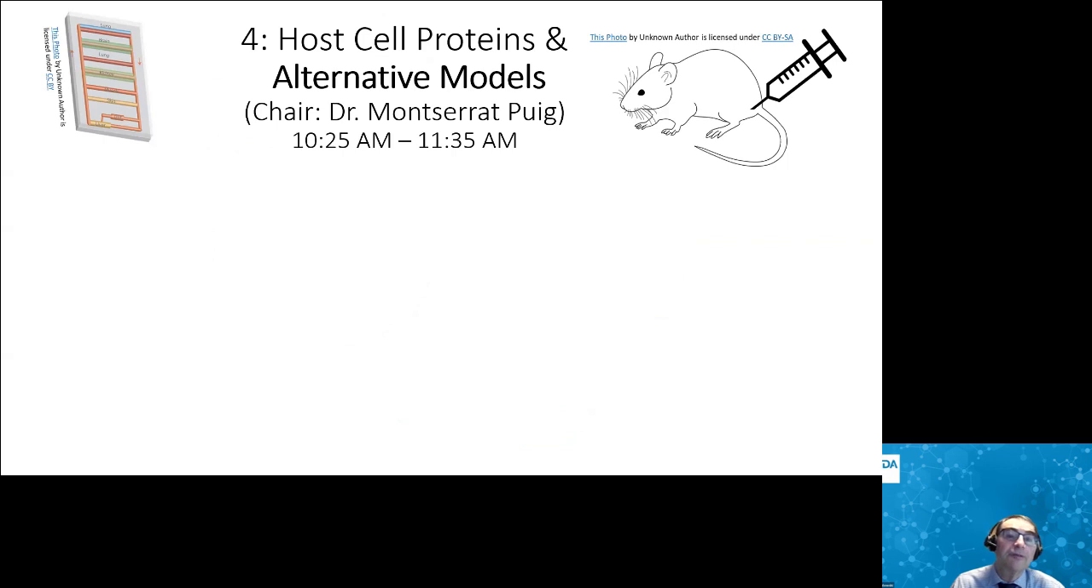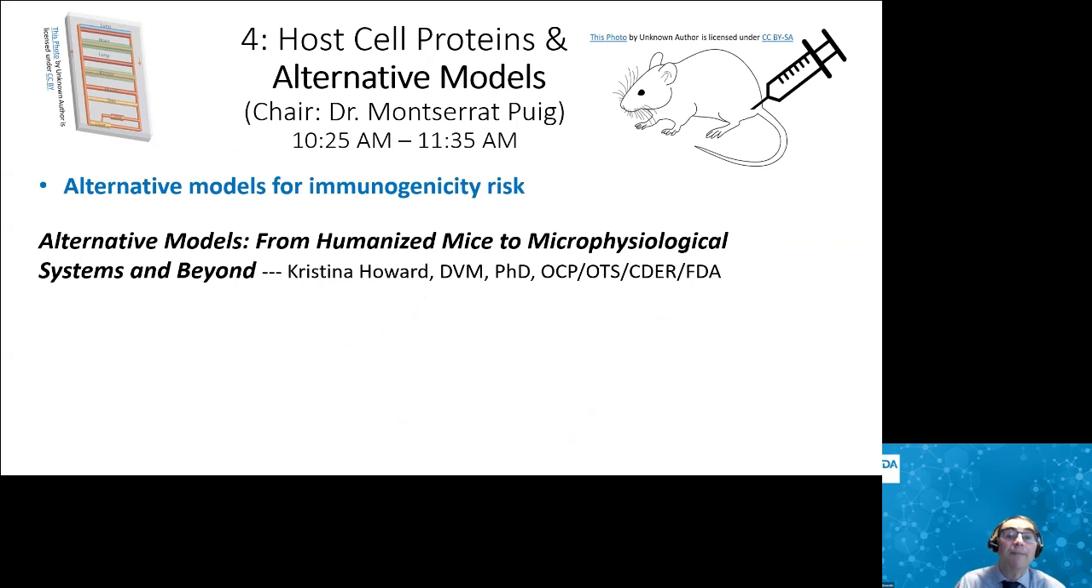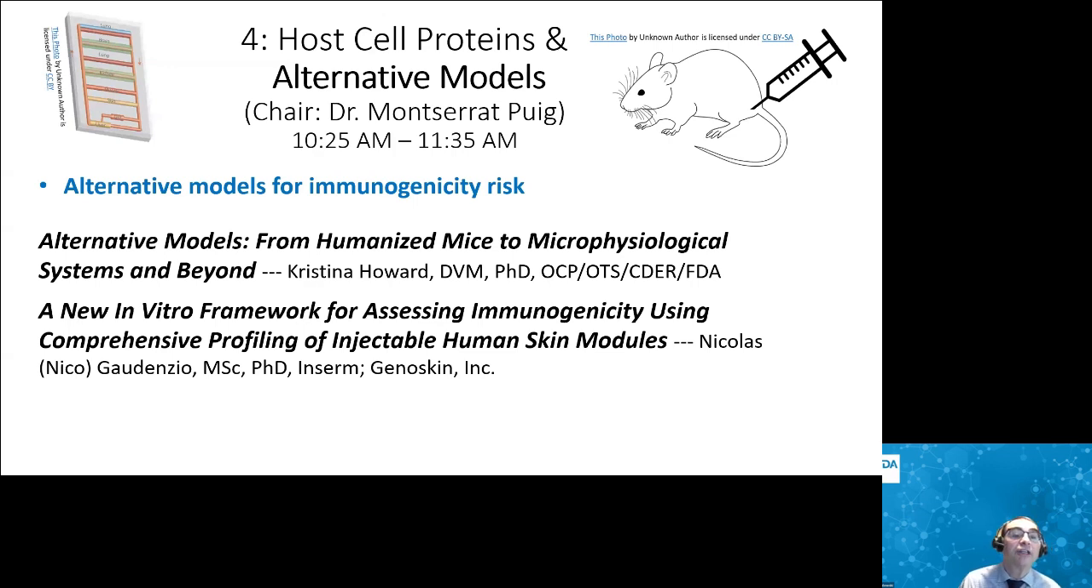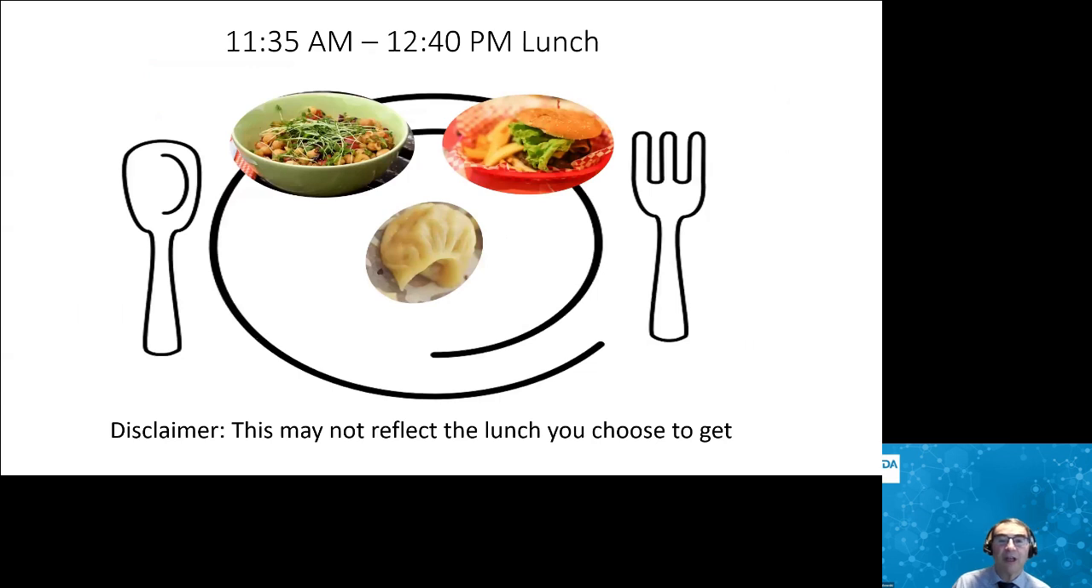alternative models for predicting immunogenicity will be discussed in sessions. Kristina Howard will talk about a broad range from humanized mice to microphysiological systems to predict immunogenicity. And we'll hear from Nico Gaudenzio, I hope I'm pronouncing that right, about a new in vitro framework for assessing immunogenicity using injectable human skin modules. After that, there will be a Q&A session with the panel and then lunch from 11:35 to 12:40 p.m.